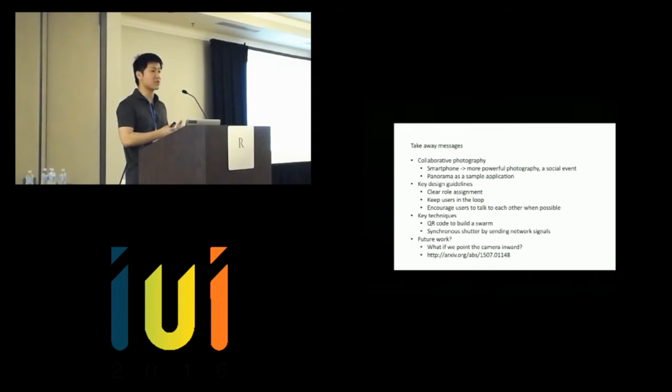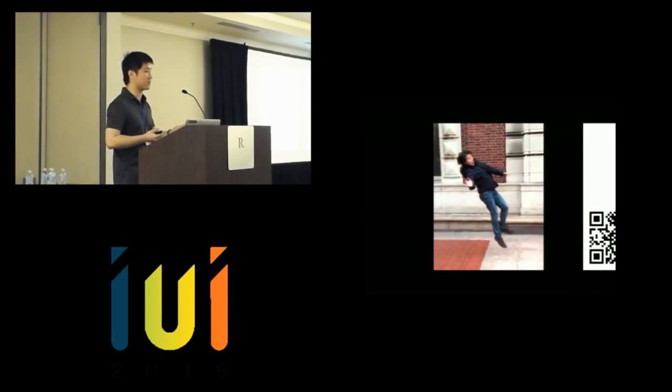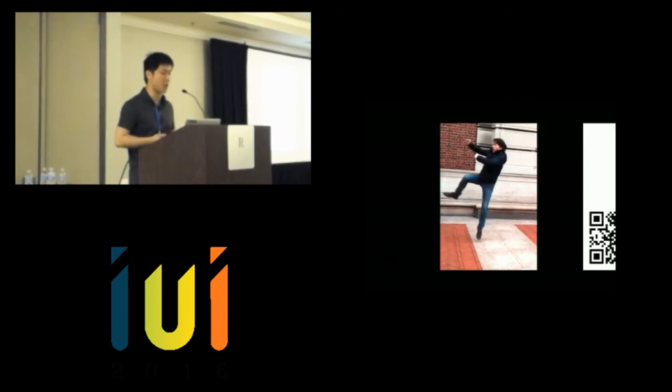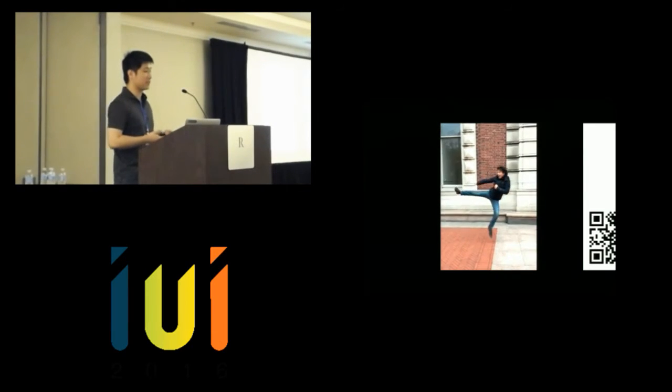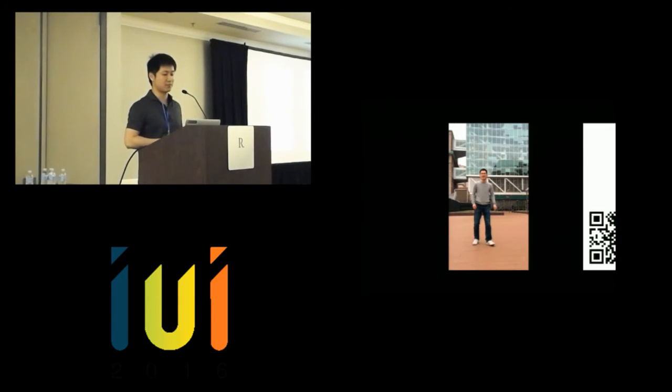The key techniques to build such a system are that the QR code is useful to efficiently build a swarm, and the synchronous shutter can be done simply by broadcasting a signal around the network. About the future work, we are thinking about, instead of pointing the camera outward, bringing it inward so that there may be some very cool demos from that. This is from our initial experiments. That is, we can build some bullet time effect from that.